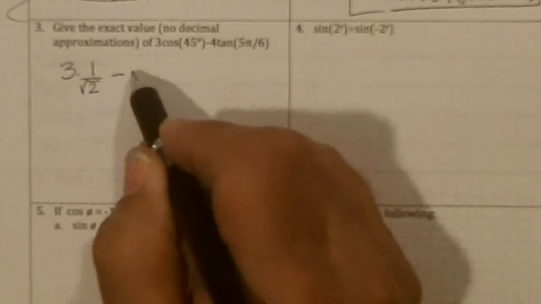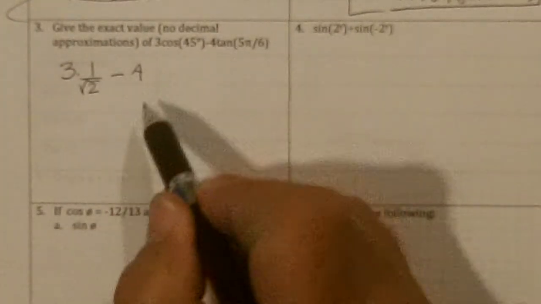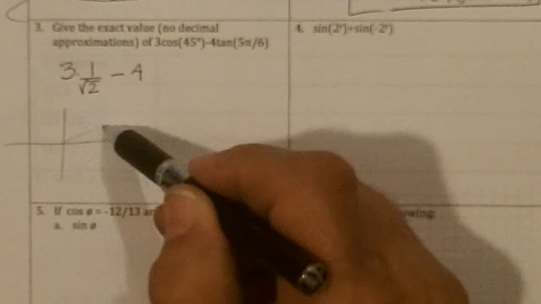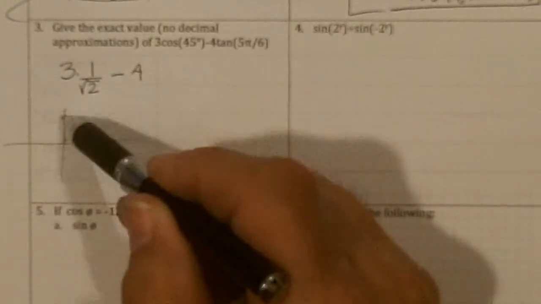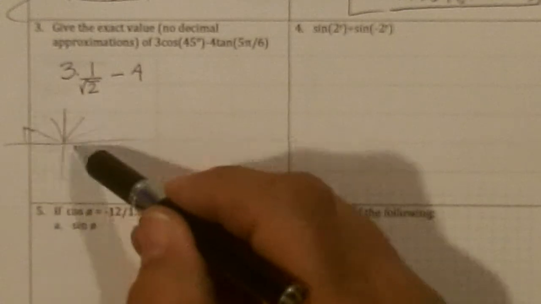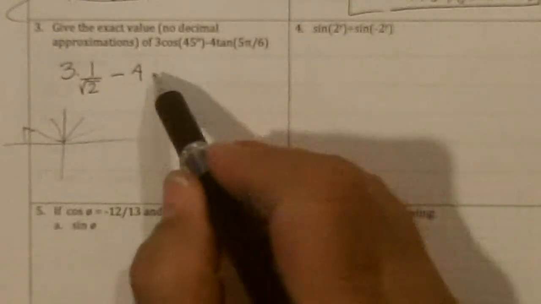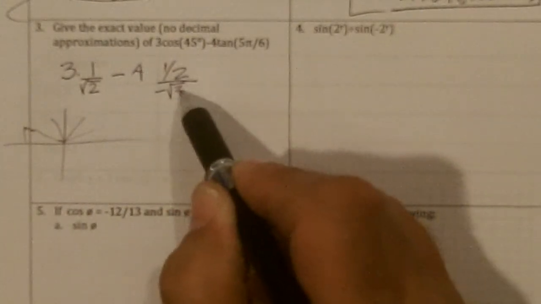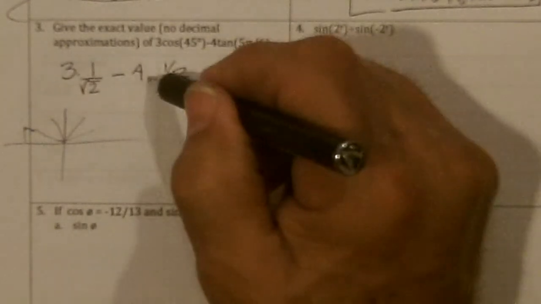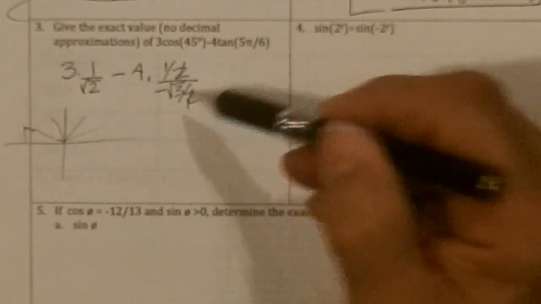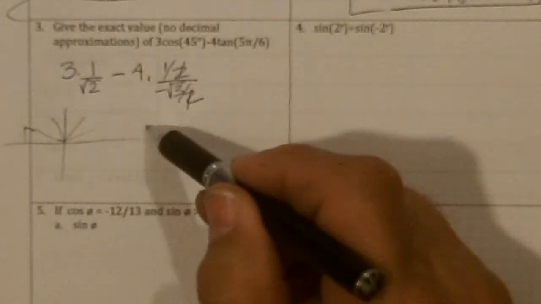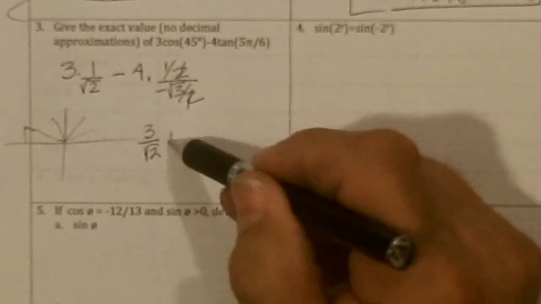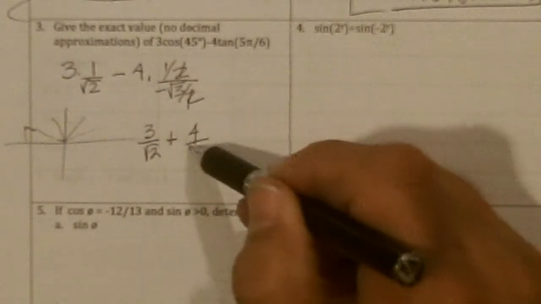Minus, so that's times 4 times the tangent of 5 pi over 6. So that's pi over 6, 30 degrees, 5 times 1, 2, 3, 4, 5. It's over here. The tangent would be the sine, which is 1/2, over the cosine, which is negative square root of 3 over 2. So the 2's will cancel, and so I get 3 over the square root of 2 minus a minus, which is plus 4 over the square root of 3.